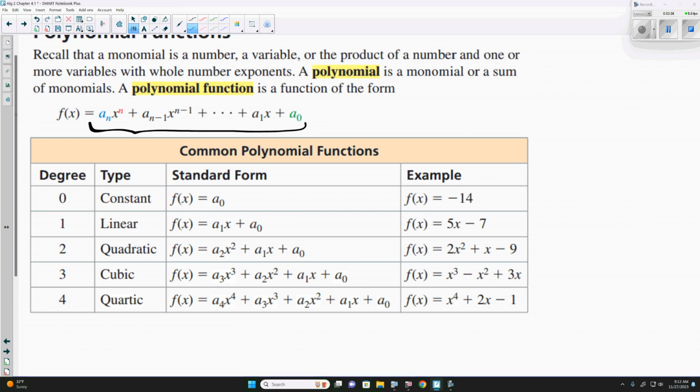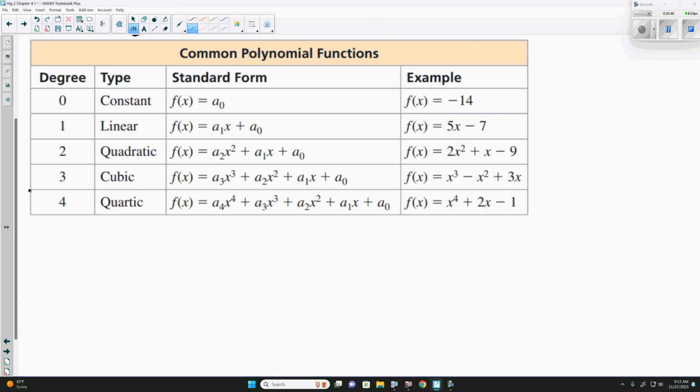Now the 4 that we have are these here. Constant. A constant function, degree 0, is just a number. They did give us an example of it as negative 14. Would be a constant function. When the degree is 1, we have x to the first power. It is linear. It is an equation of a line. A sub 1 x plus a sub 0, or 5x minus 7 would be a linear function.